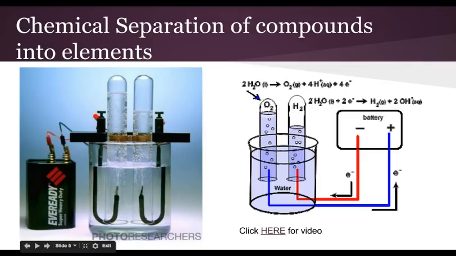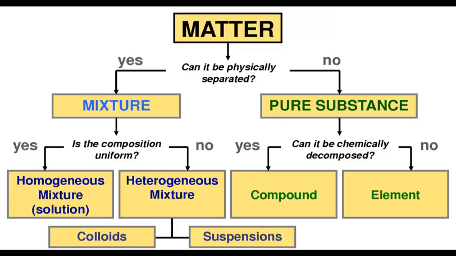And see the little bubbles here? That's an example of a chemical change. So that should give you an idea that you actually have to chemically separate these. In a mixture, we have two different types of mixture. We have a heterogeneous mixture and a homogeneous mixture.